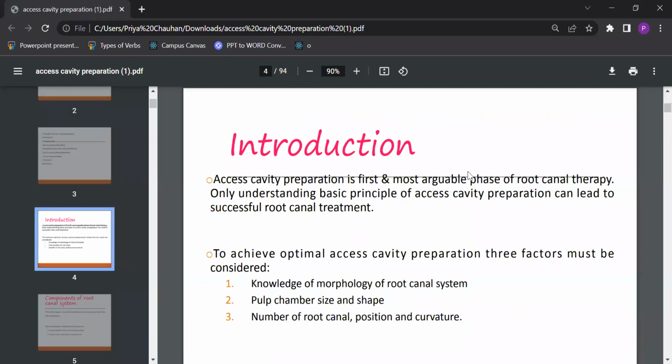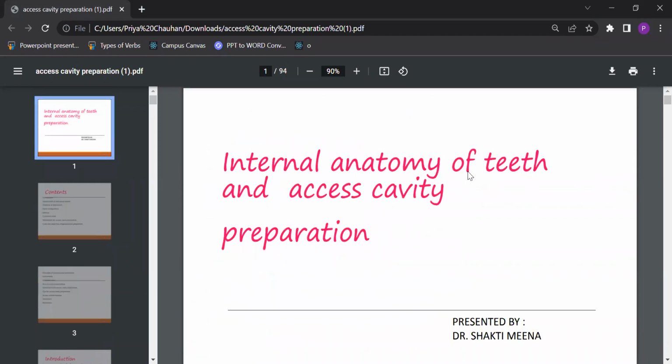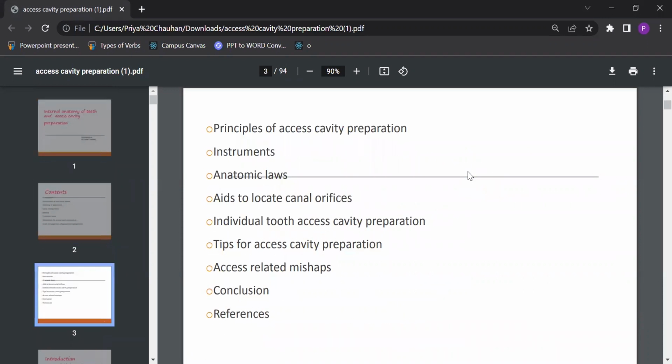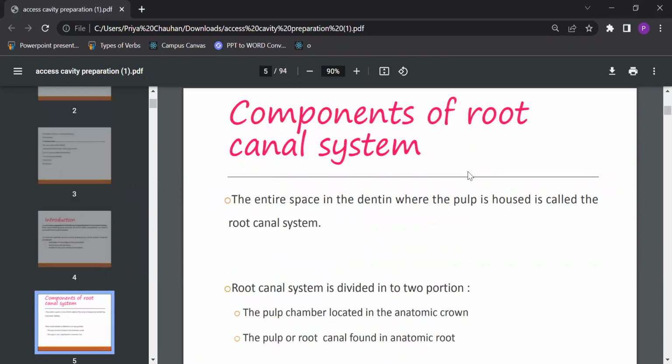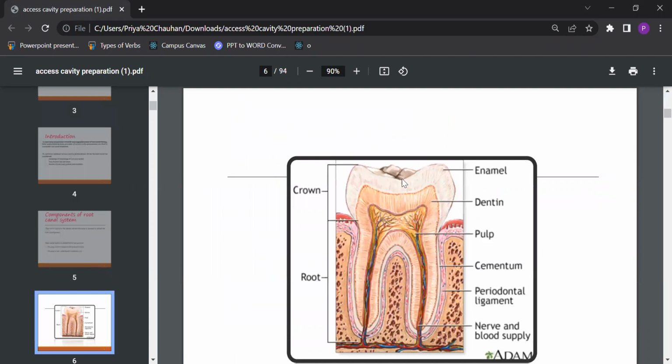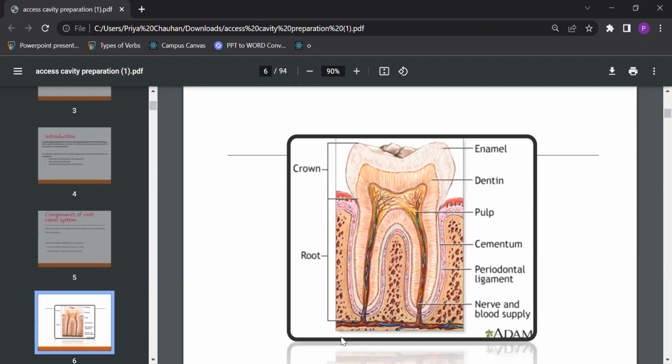Next, see the diagram. This is normal anatomy of tooth: enamel, dentine, pulp, cementum, periodontal ligament, nerves and blood supply, root. This one is the crown portion, this is the root portion.